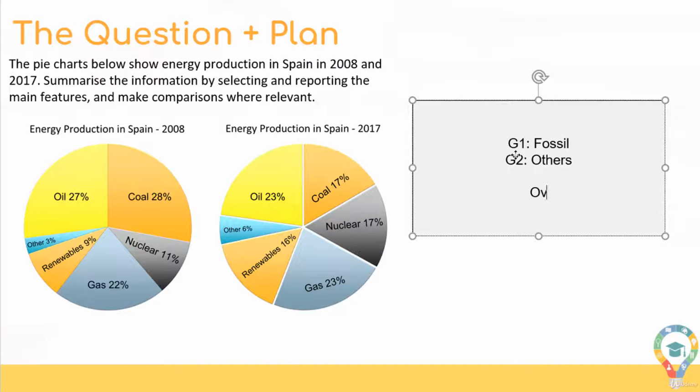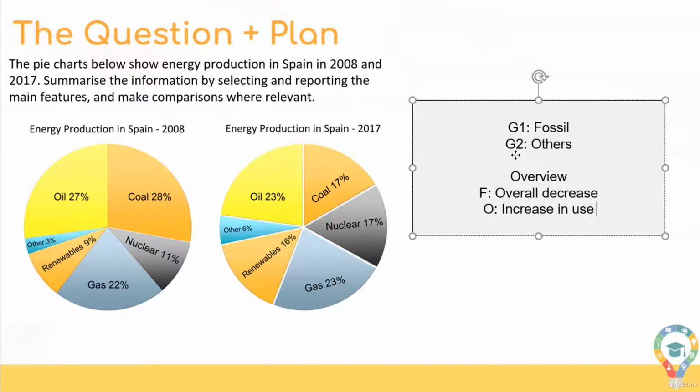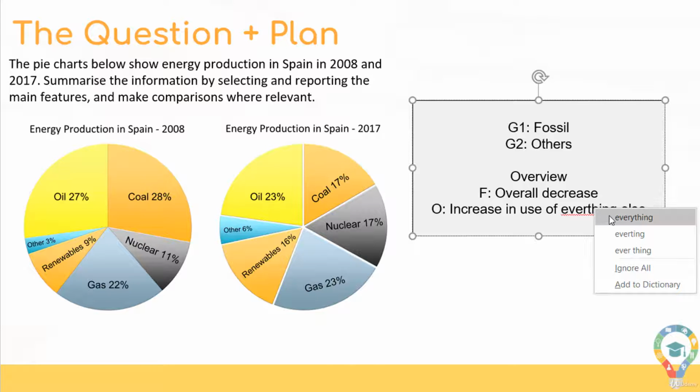The next thing I want to do for my plan is to write a bit of an overview just to give me a general idea. I'm going to want to write something for fossil fuels. So generally, I can see there is an overall decrease in the use of fossil fuels. And then we'll go to others, which is other renewables and nuclear, and overall there is an increase in use of everything else. Okay, so that's my plan finished.